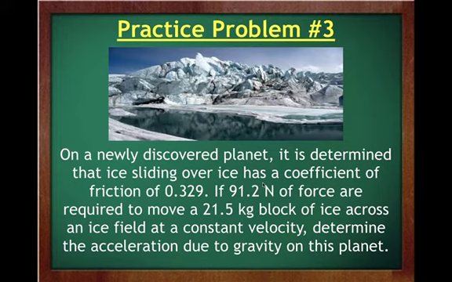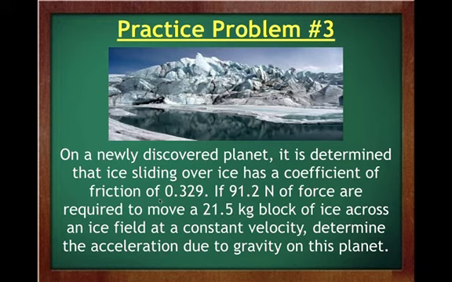All right, so we do have the applied force that's happening there. We have our applied force here at 91.2 newtons. And again, notice that it's moving it at a constant velocity. So if it's moving at a constant velocity, that means that applied force is also going to equal our force of friction. Okay, so we've got that.